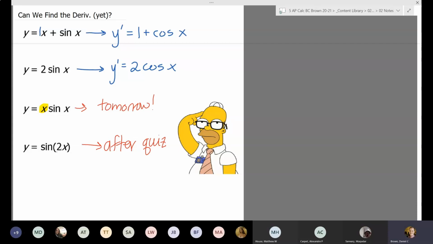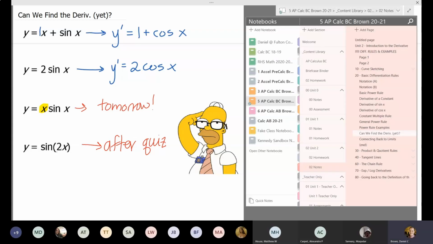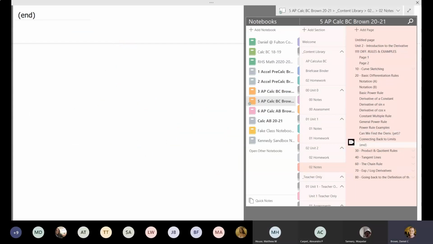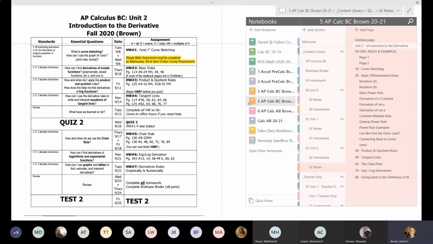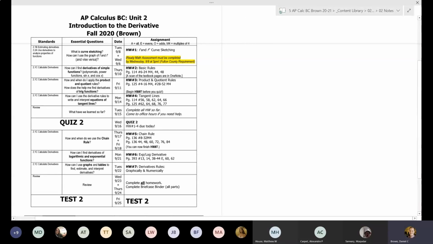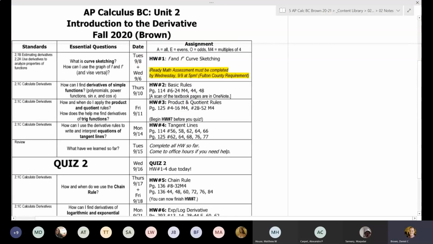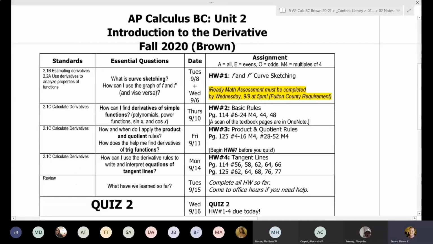So to finish up class, I do have a classwork activity I want you to do, but I did want to talk about the homework first, which I have up here. So your homework, it is from the textbook. I know not everyone picked up a textbook, so I did scan in the textbook page and put it into OneNote for you.